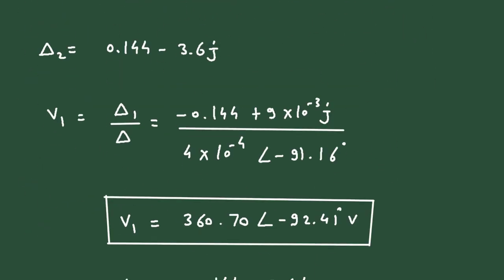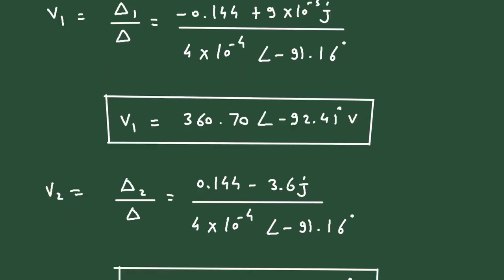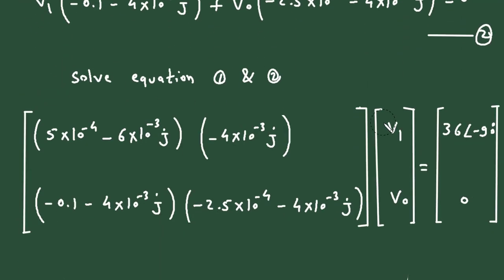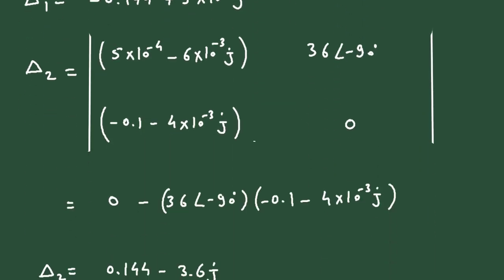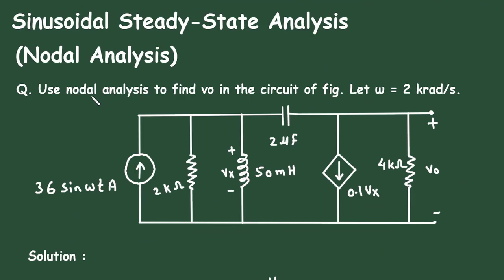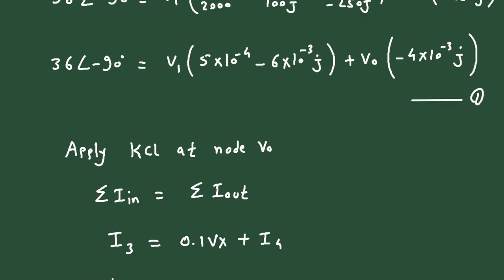Now next, here we can see this is not V2, it is V1 and VO. So this is not V2, this is VO. Let's correct it. So this is VO. Here also this is VO. Now in this problem, what we have to find? Use nodal analysis to find VO in the circuit of figure. So we have to find the value of VO.